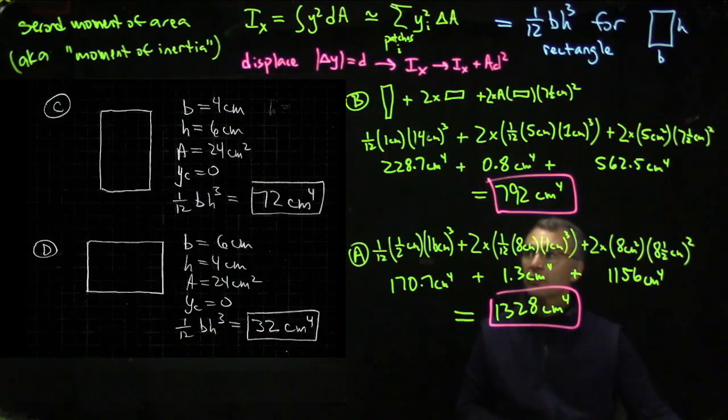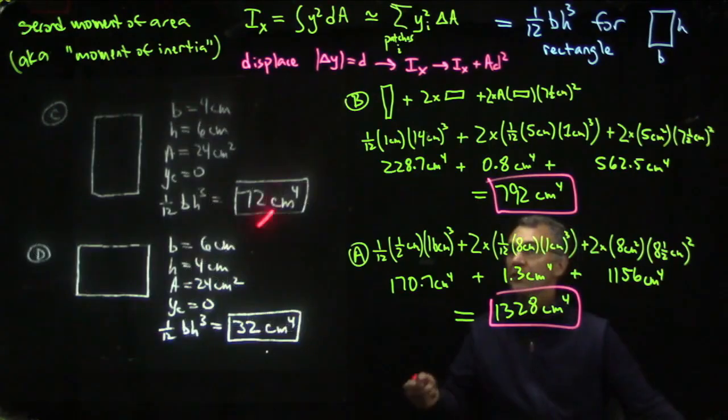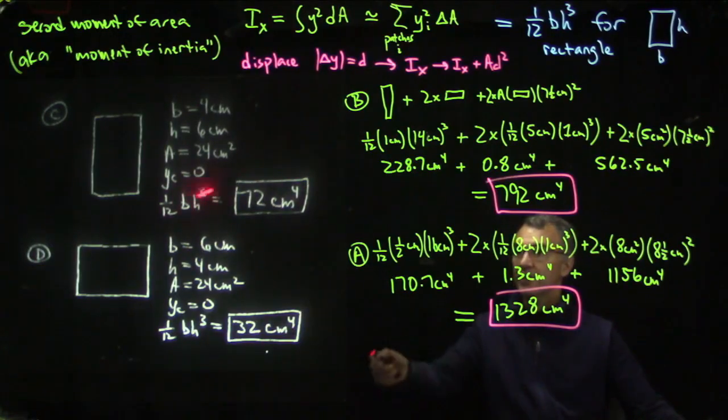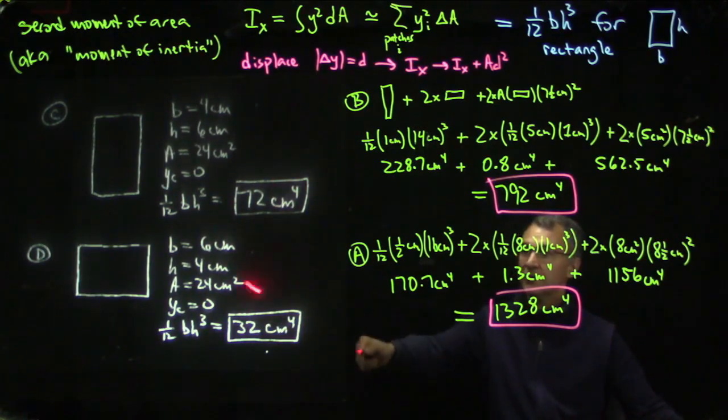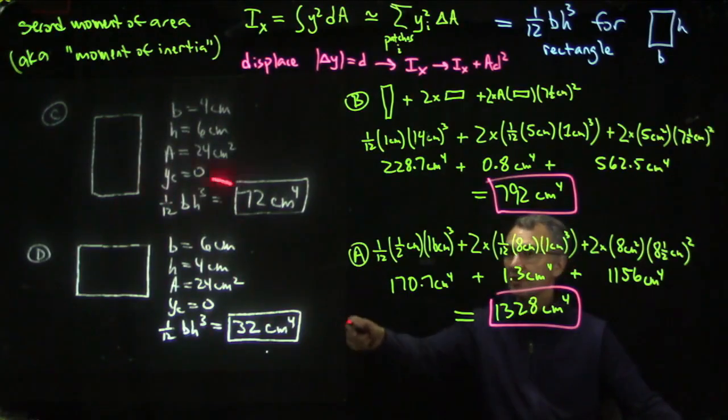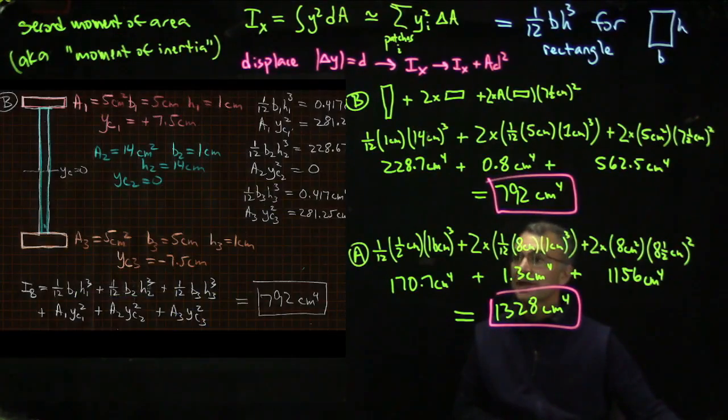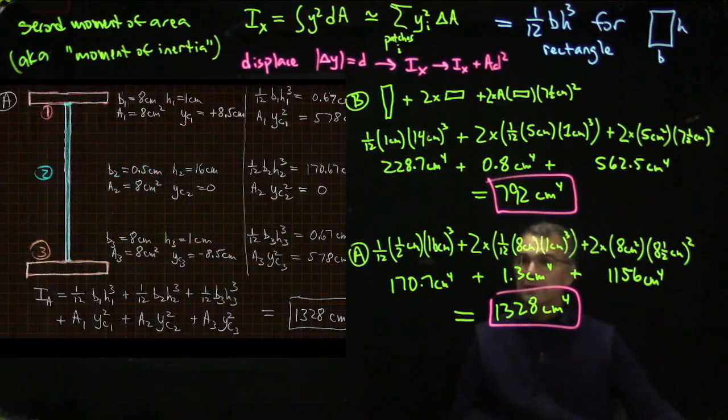The way the math worked out for shape C and D was like this. For C, the base was 4 centimeters, the height was 6 centimeters, and we just took 1/12 bh cubed. Likewise for D, so we got 72 centimeters to the 4th power for C, and we got 32 centimeters to the 4th power for D. And I pointed out that it's the same shape but rotated, and the ratio of these two values is this aspect ratio squared, because you take bh cubed, and if you divide that by hb cubed, you just get h over b, that quantity squared. In case you want an independent copy of the math for B, here it is on this page, and here's an independent copy of the math for cross-section A.